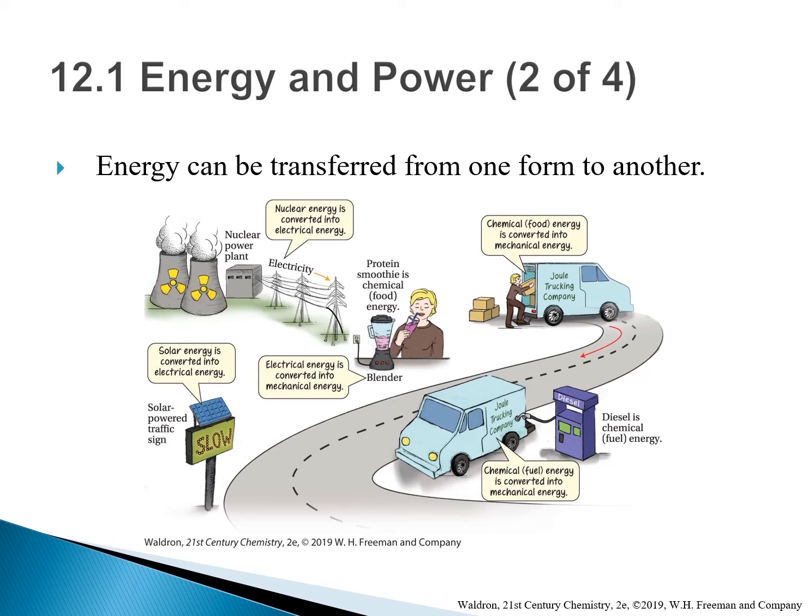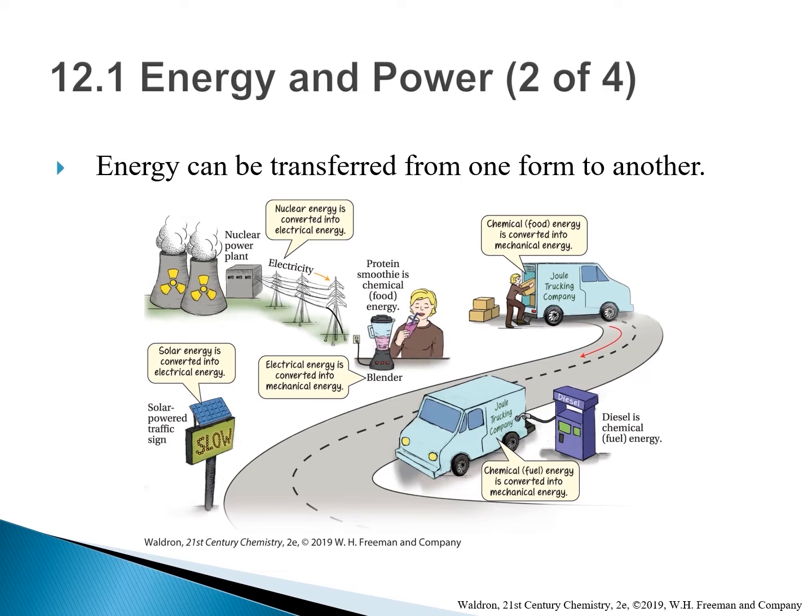Energy can be transferred from one form to another. As illustrated below, the energy generated in a nuclear power plant is converted to electrical energy, which is used to power a blender. The blender converts the electrical energy to mechanical energy, the energy of work being done, such as blender blades turning. The protein smoothie made in the blender provides chemical energy in the form of food to the person who drinks it. The person converts that chemical energy to mechanical energy and moves boxes onto a truck.